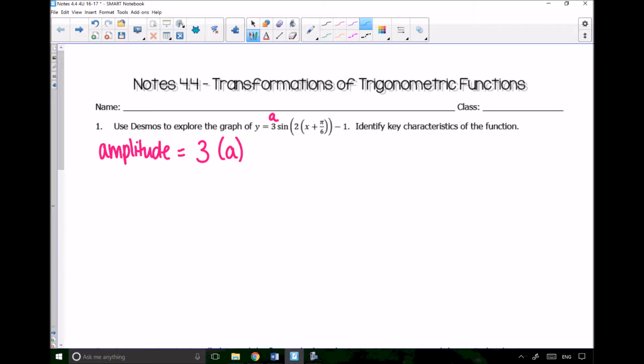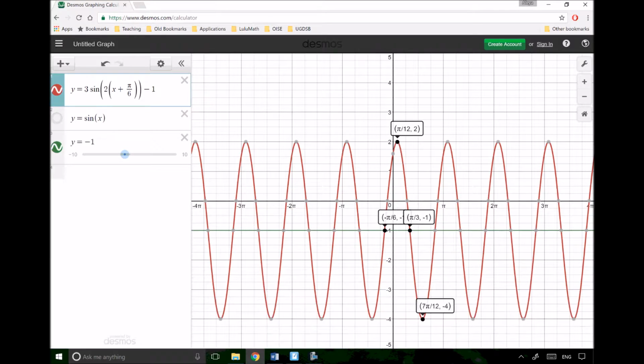We also know that we have an axis at y equals negative 1, which is essentially just our c value. Let's see if we notice any other pieces of information right here. So now I want to see, well, what's my period? How long does it take me to get through a full cycle?